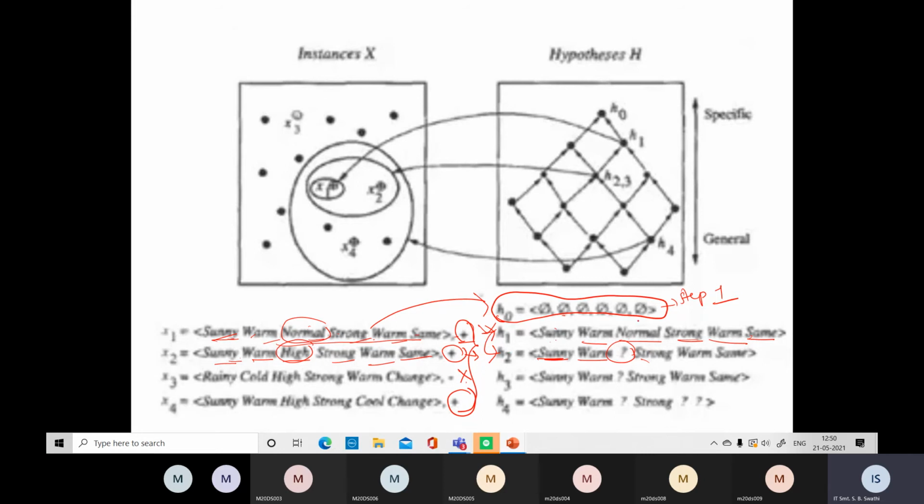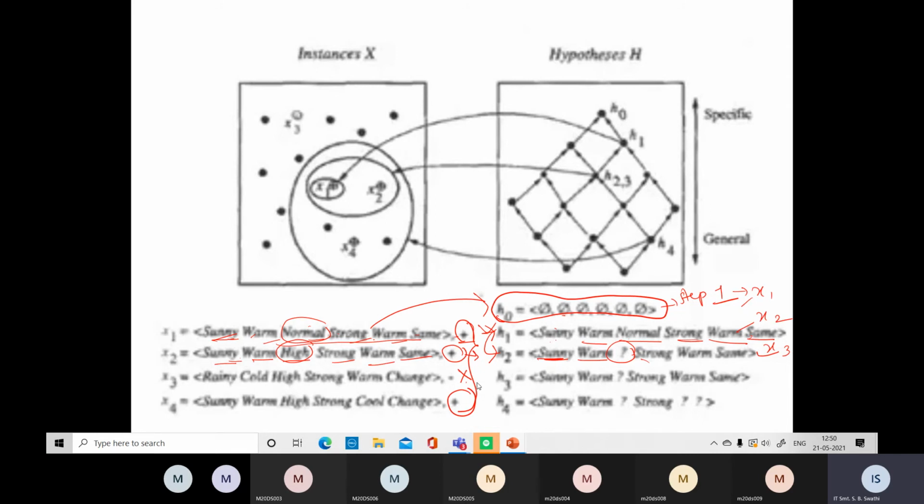Now H1 and H2 are not our new hypothesis. Now we have to work over H2. Again the same process. For H0 we have checked with X1. Here we have checked with X2. Now we have to check with X3.